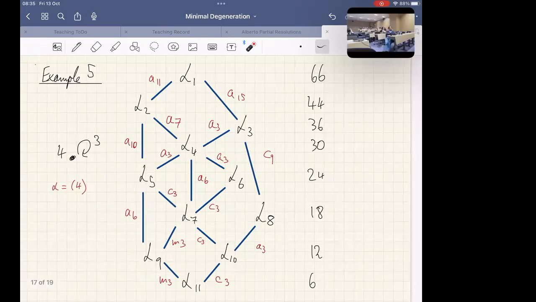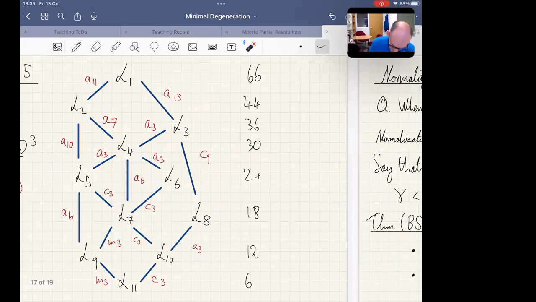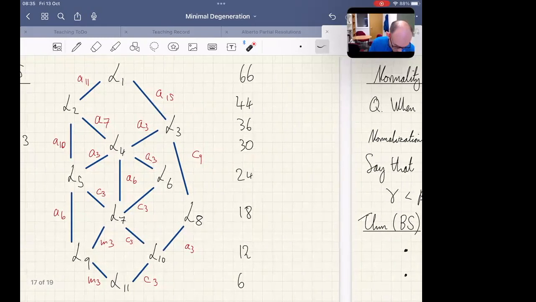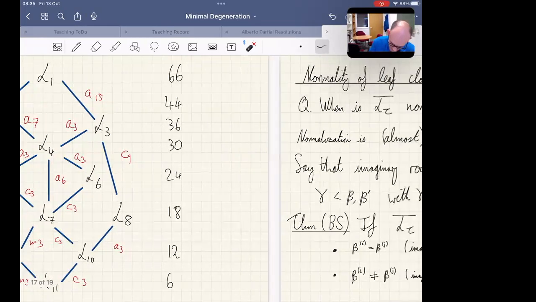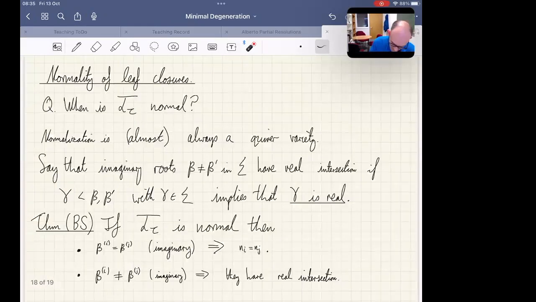Okay, so I think that was the last example. So in the last 5 minutes, let me just say something briefly about normality of leaf closures. So the obvious question is, if I take one of these leaves inside my quiver variety and I take its closure, do I get something which is normal?